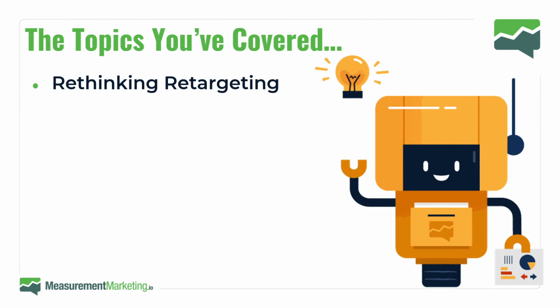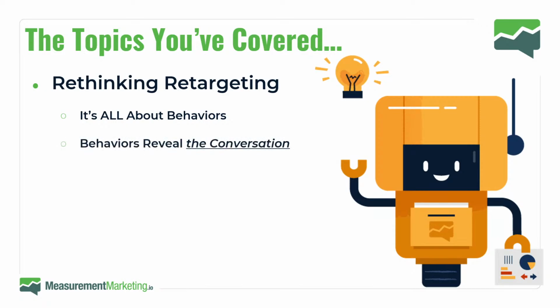So we talked about, obviously, that first topic, we think of retargeting. It's all about behaviors, but it's not generic behaviors. It's not abandoned cart. It's the real conversation that's happening. And these behaviors that are going on, they reveal the conversation. So if I had a behavior of, oh, they saw the cart page and then they left, they didn't purchase, I don't know what the conversation was there. That's too generic of a behavior for me to effectively say, well, what's the objection?